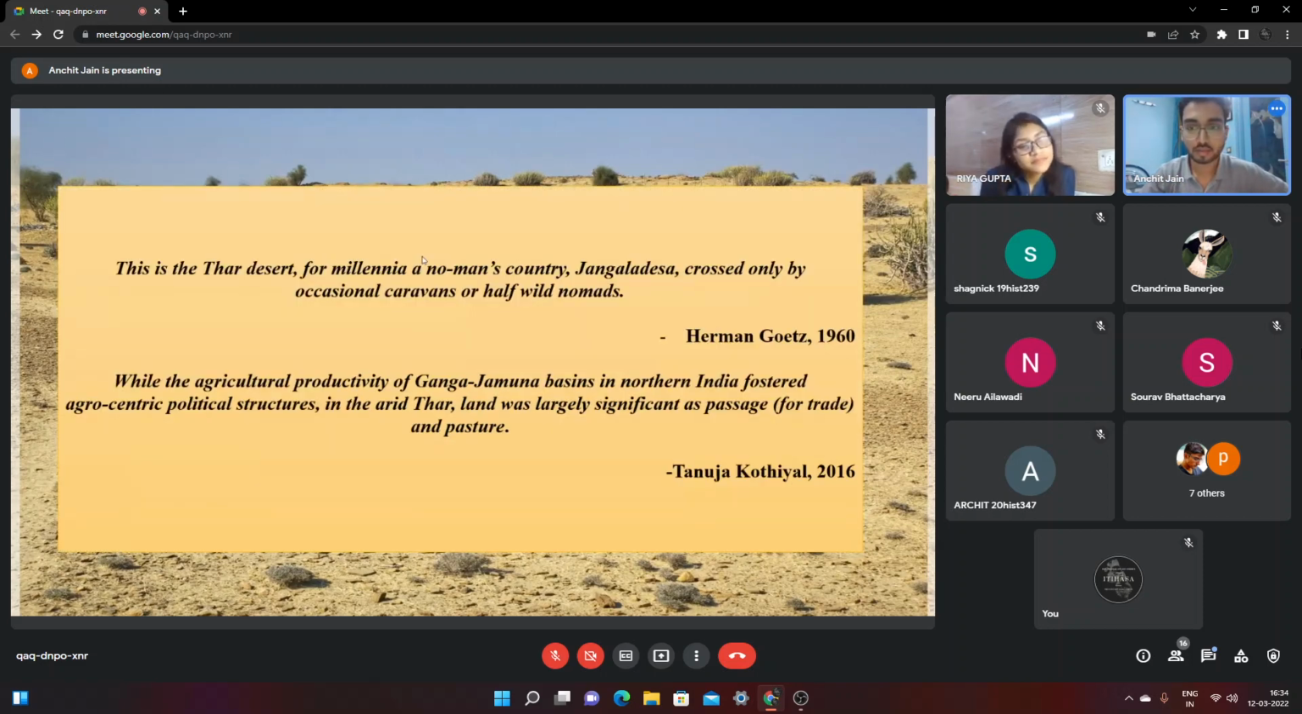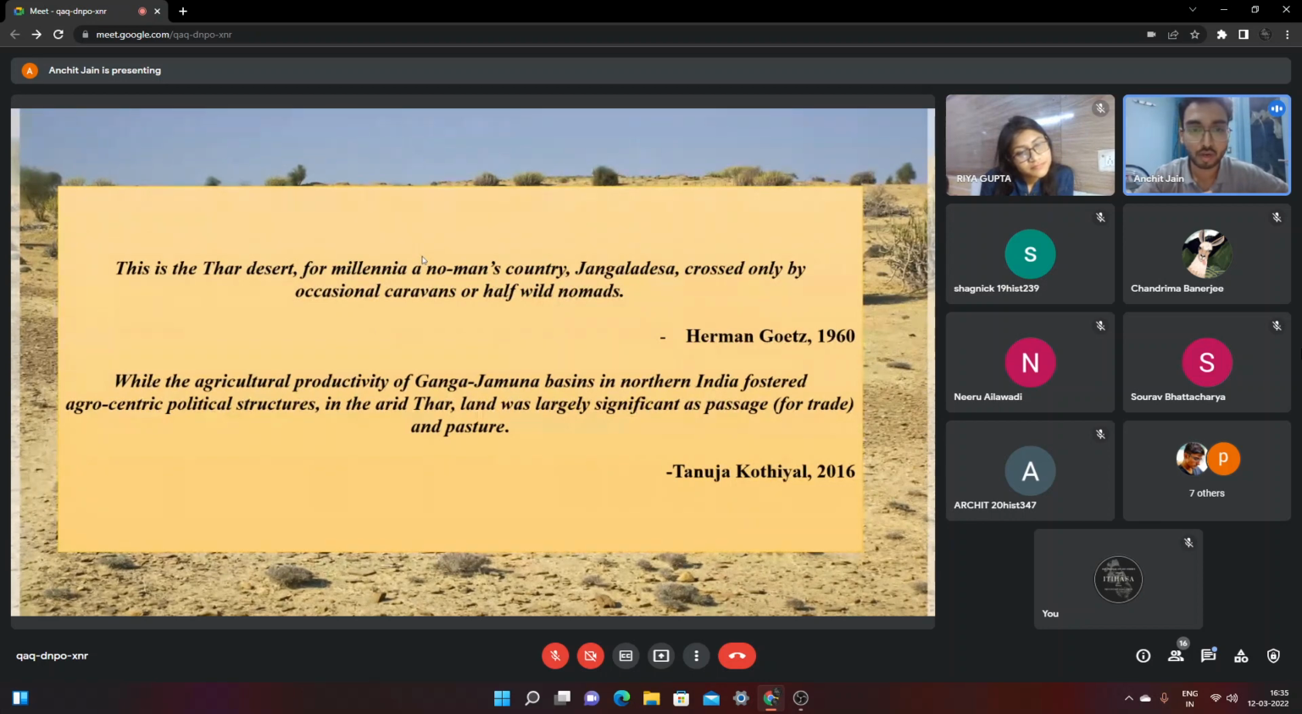Some decades back, when Hermann Goetz wrote about Thar, he writes, and I quote, "This is the Thar Desert, for millennia a no man's country, jungle desh, crossed only by occasional caravans or half-wild nomads." However, within around 5-6 decades, the historiography of Thar has changed a lot.